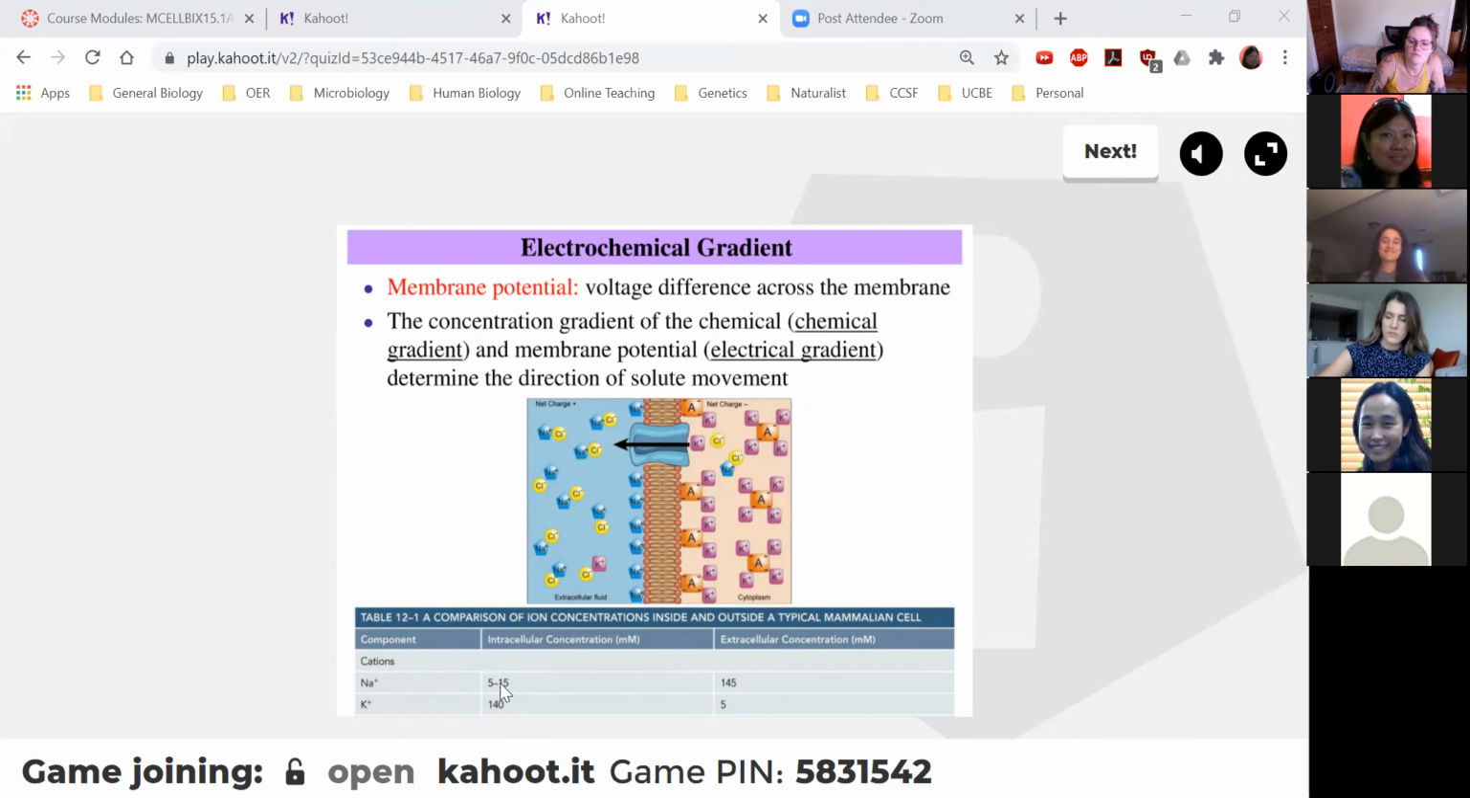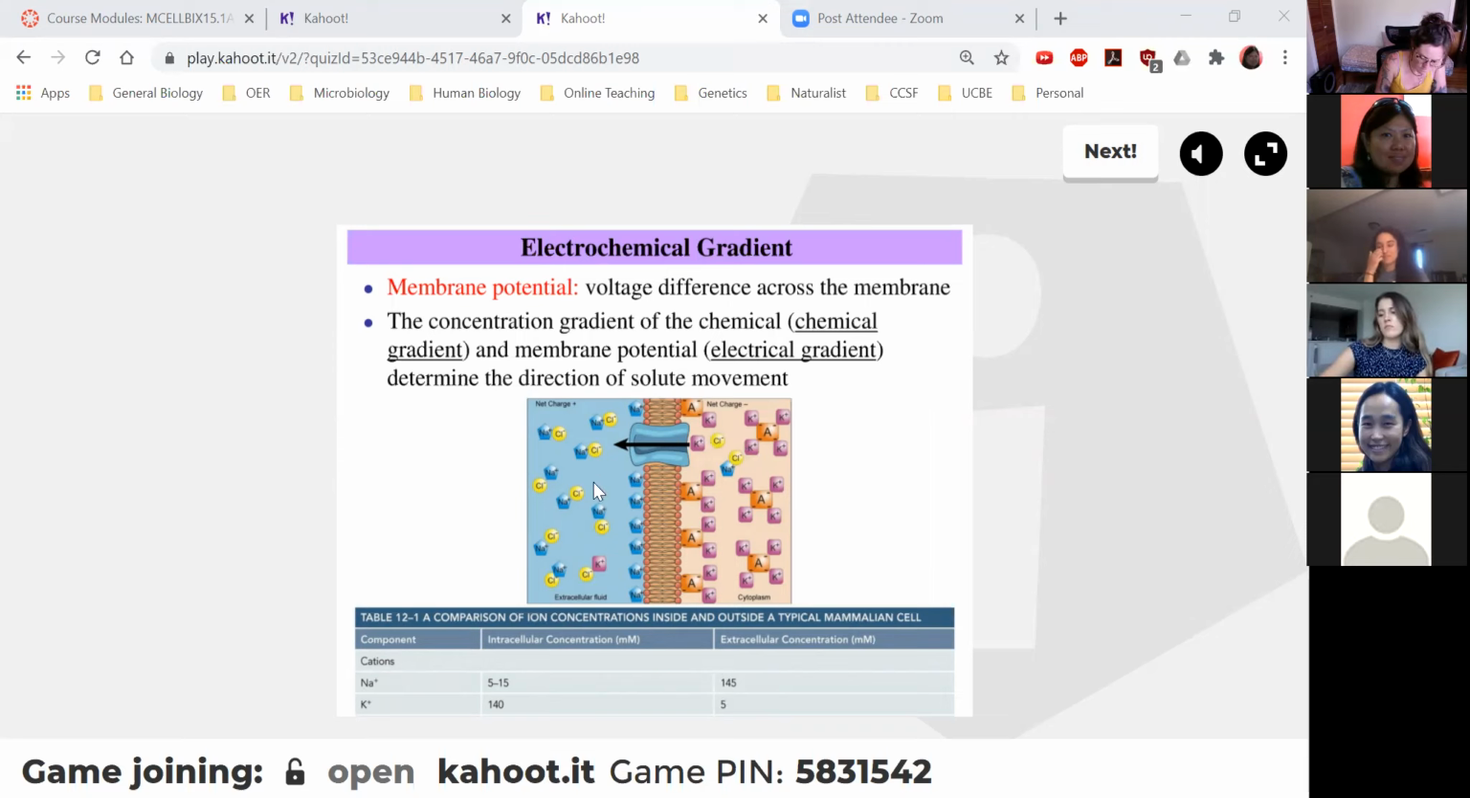If you look at this table over here, it tells you that inside the cell, the sodium concentration is somewhere between 5 to 15 millimolar, and outside of the cell it is 145. So it's a really steep concentration gradient. And the cell is using more ATP to pump sodium to the outside to maintain that steep gradient. It's a chemical gradient, but it's also an electric gradient because sodium carries a positive charge.